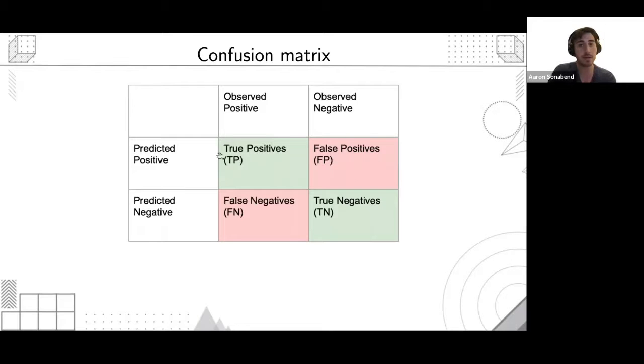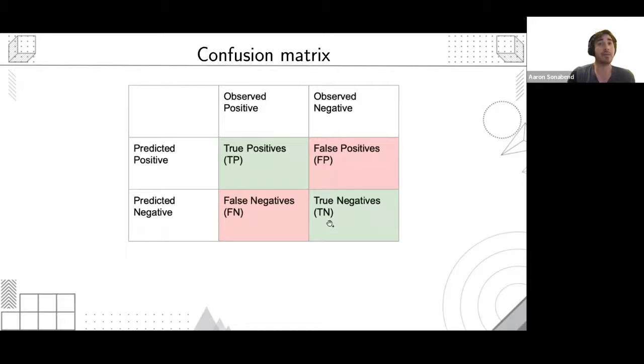So the first row will be the positive predicted ones. Those will be correct in the first column and incorrect in the second column. And then the negative predicted ones will be incorrect in the first column because they do have COVID, and correct in the second column because they don't have COVID. Okay, so columns are the ground truth, and rows are the predicted values. And so these diagonal values are the correct ones.